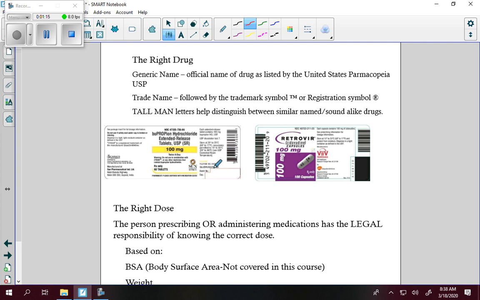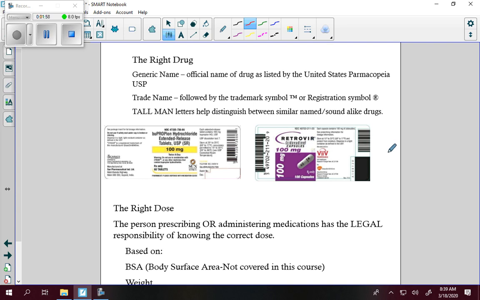Let's start with the right drug. There's a generic name for the drug, which is the official name listed by the United States Pharmacopoeia, or USP. There's a trade name, which is followed by the trademark symbol or the registration symbol, the TM or the R. So if you look at this drug, I don't see a trademark symbol, so there's just a generic name for the drug, and that's bupropion hydrochloride. This drug here has the little R symbol up here, which means that this is the trade name of the drug, and then the Z word is the generic name of the drug.